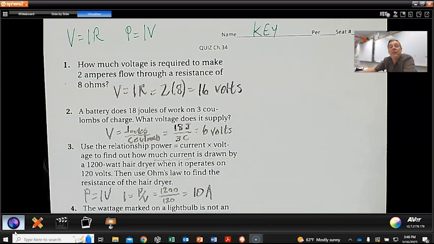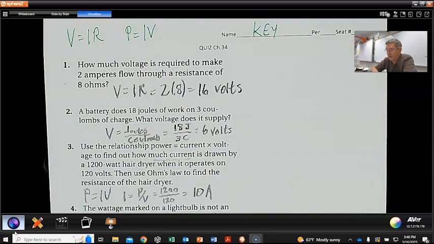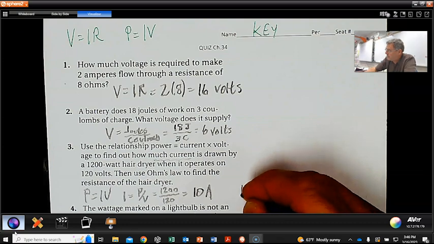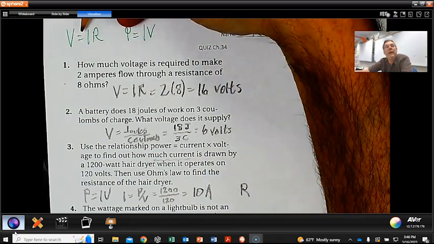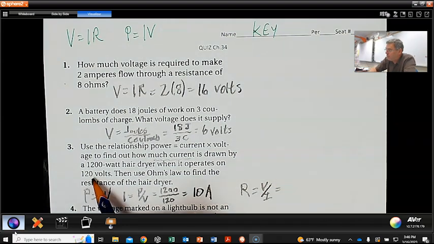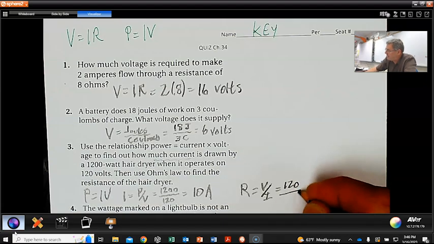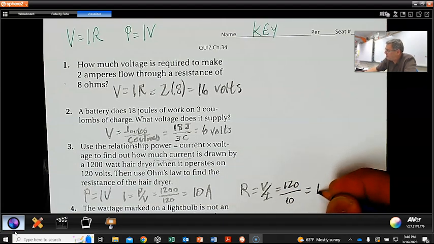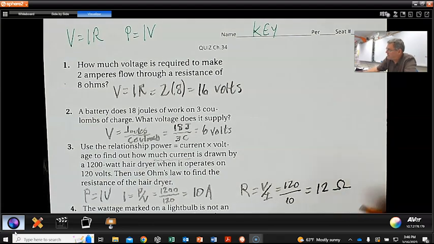Okay, then use Ohm's law right here to find the resistance of the hairdryer. So resistance, when I solve Ohm's law for R, I get V over I. My voltage is 120 volts. I just found the current, it's 10 amps. So that means the resistance of the hairdryer is 12 ohms, and that is the symbol for ohms, the units.